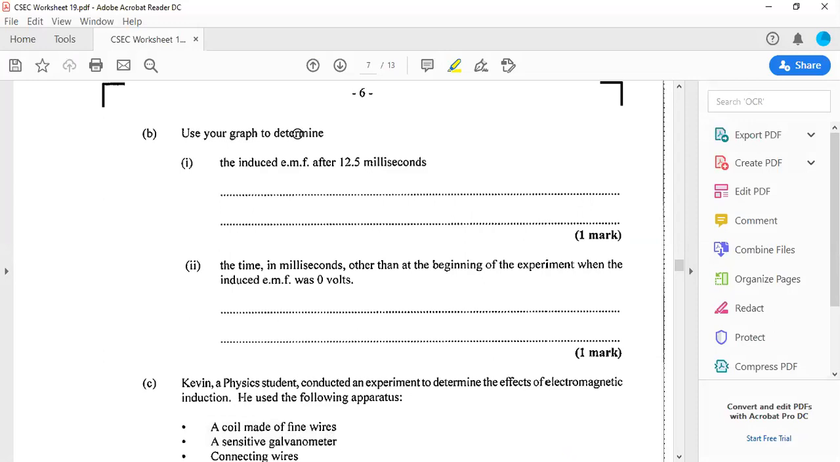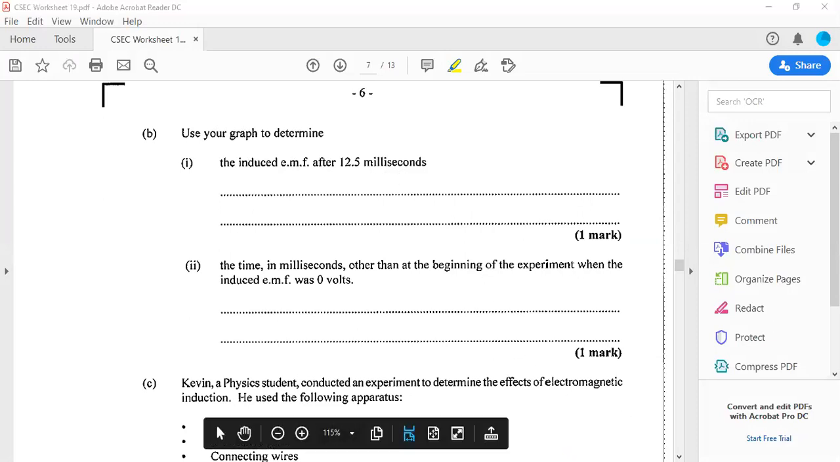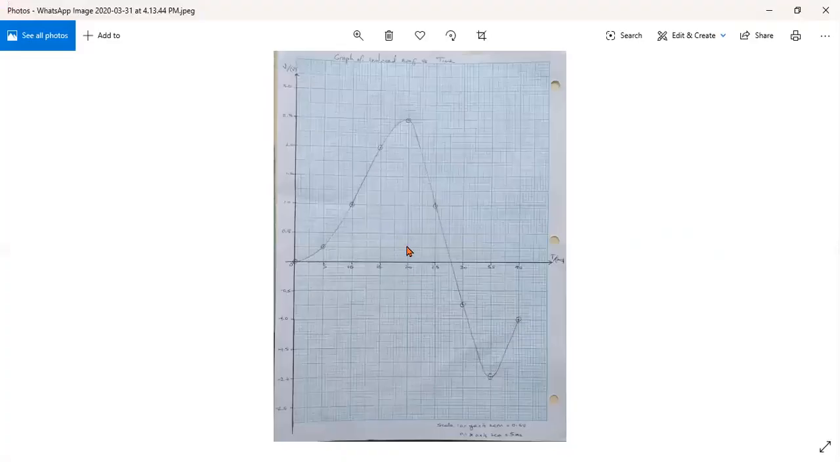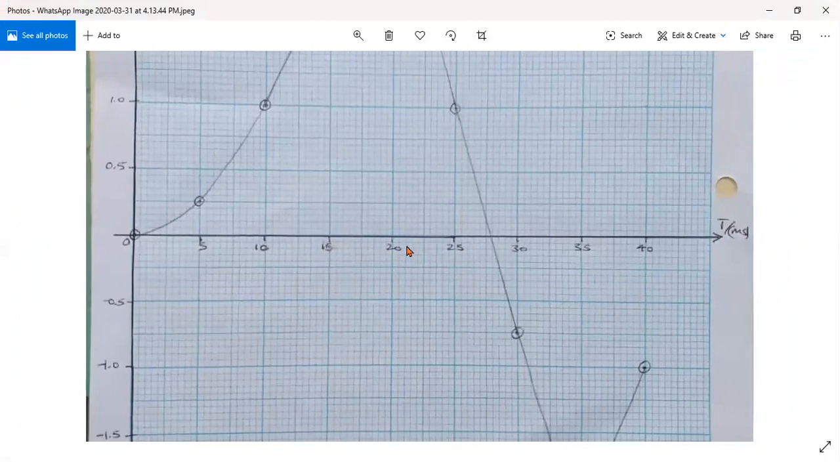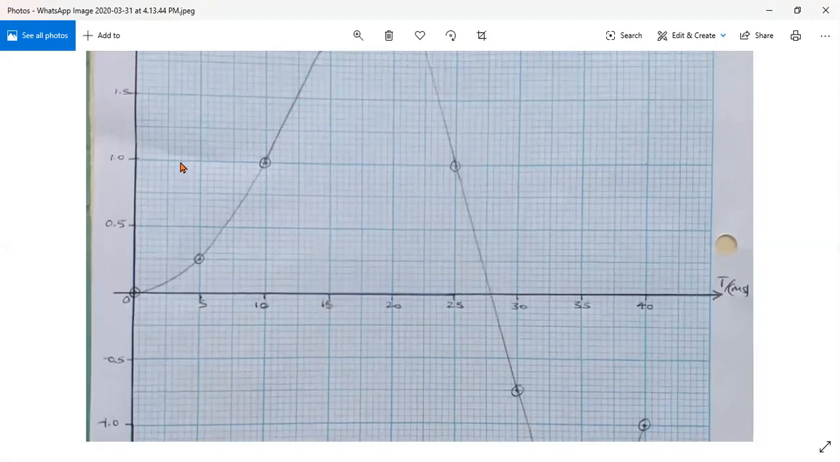They said use your graph to determine the induced EMF after 12.5 milliseconds. So we're going back to your graph here, which was drawn. At 12.5 milliseconds, it's about here. You go straight upward and you go across. It should be around 1.25 millivolts. So my answer I'd gotten here was around 1.25.